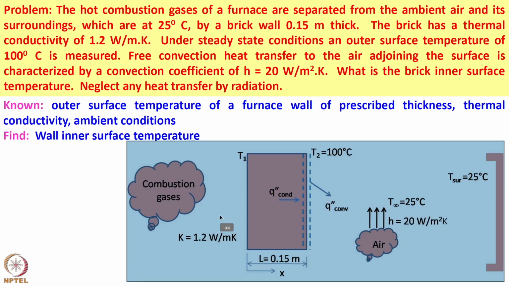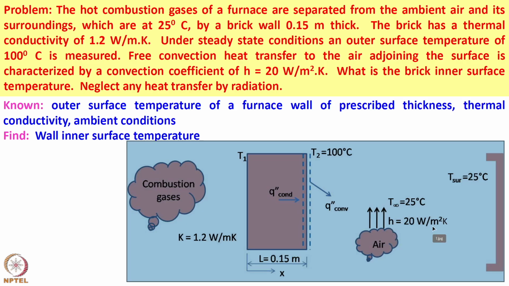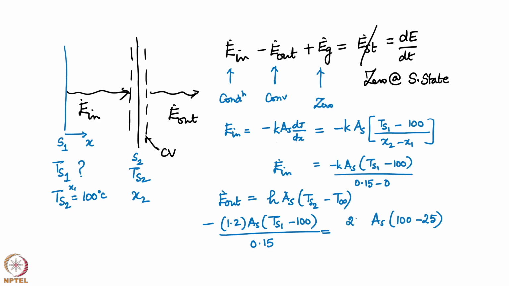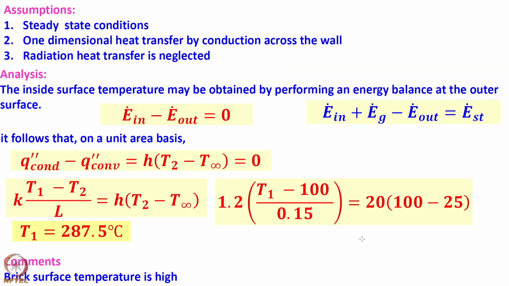K for the brick wall is given to me as 1.2 watt per meter Kelvin. So, minus K is minus 1.2 into As into Ts1 minus 100 divided by 0.15 is equal to h, which is known, As again, which is 100 minus 25. h was given to me in this problem as 20 watt per meter squared Kelvin, and As cancels off, and from this you can calculate your Ts1, which is nothing but 287.5.